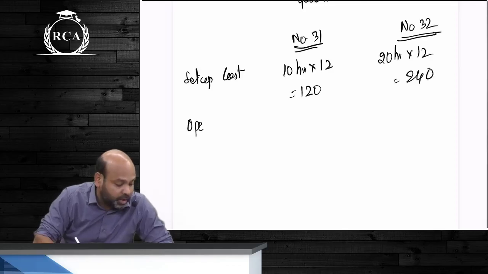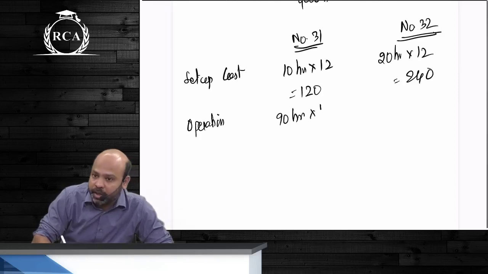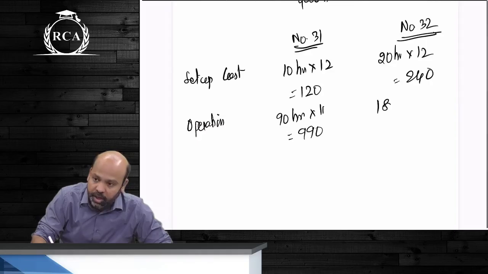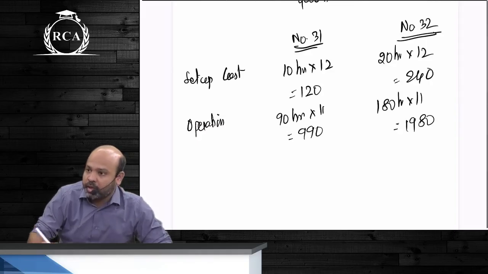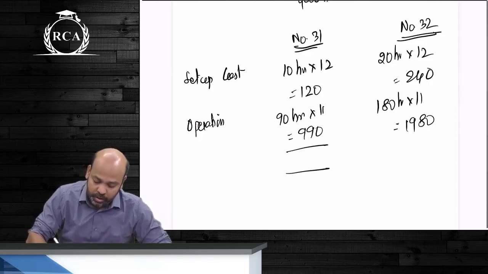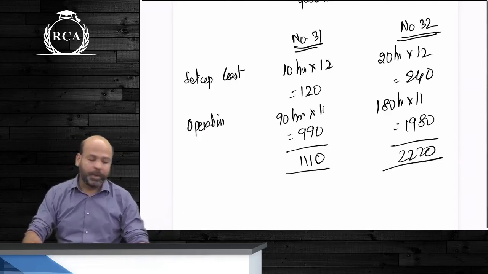Operation time के लिए beta what will be the cost that will be allocated? 90 hours multiplied by 11 rupees, that is 990, guys, and this will be 180 hours multiplied by 11 rupees, and that will be 1980. How much will be the sum total beta here? 1110 and 2220.